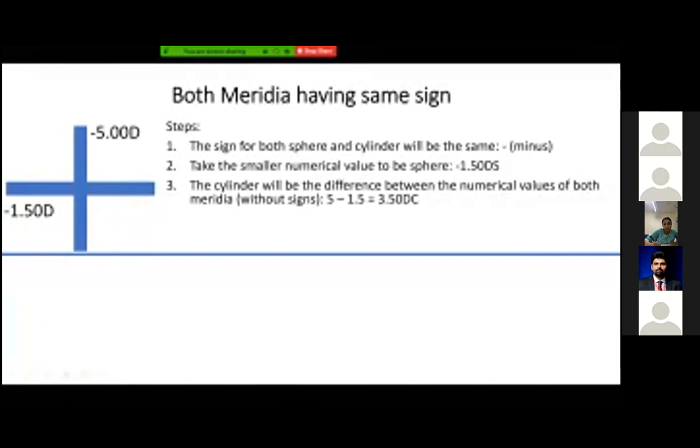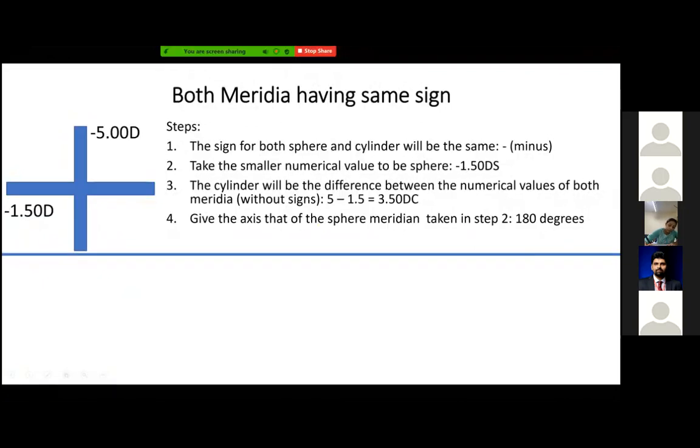The sign of the cylinder will be minus only because this is a myopic astigmatism. And again, the axis of the cylinder will be taken of the sphere. So the sphere we have taken as minus 1.5, so the axis will be 180 degrees, that is of the sphere. So the final prescription becomes minus 1.5 diopter sphere with a minus 3.5 diopter cylinder at 180 degrees.